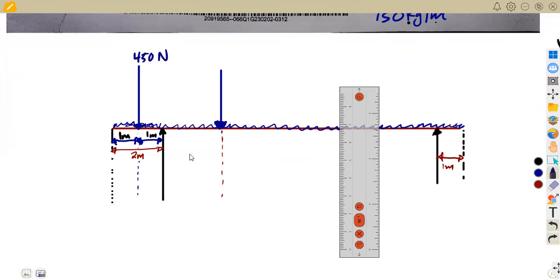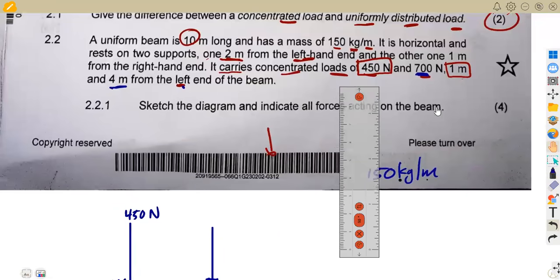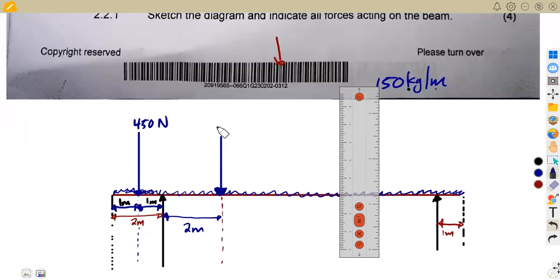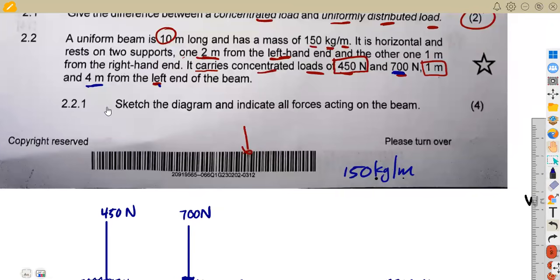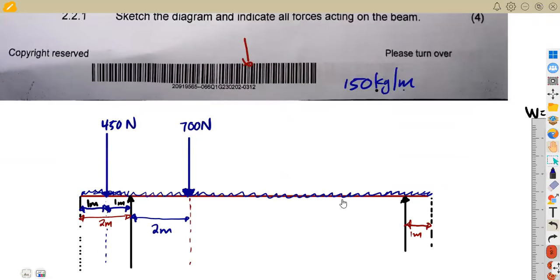So what does it mean? We can simply focus on this one that is remaining. If the whole of this distance is 4, what about this one remaining? It's 4 minus 2, meaning we've got 2 meters in this case. So that is going to be the concentrated load of 700 that is acting at this point. So we are affected by 700 Newton there, okay? Let's move on, guys.